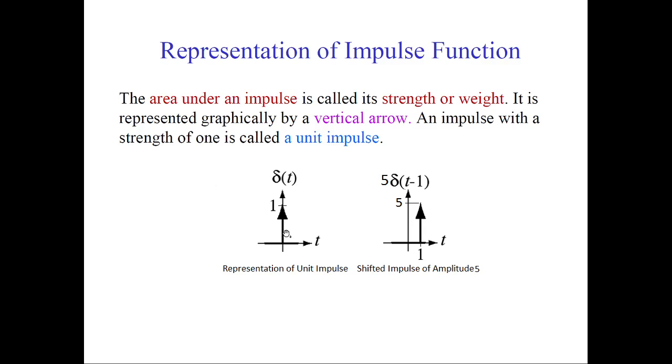So how do you represent the area? Area is nothing but width into height. If I reduce the width, its height is going to increase. So at 0, the signal is only present at the 0 instant, and if the signal is present at only the 0 instant, it has infinite height. This is the feature of the unit impulse function.